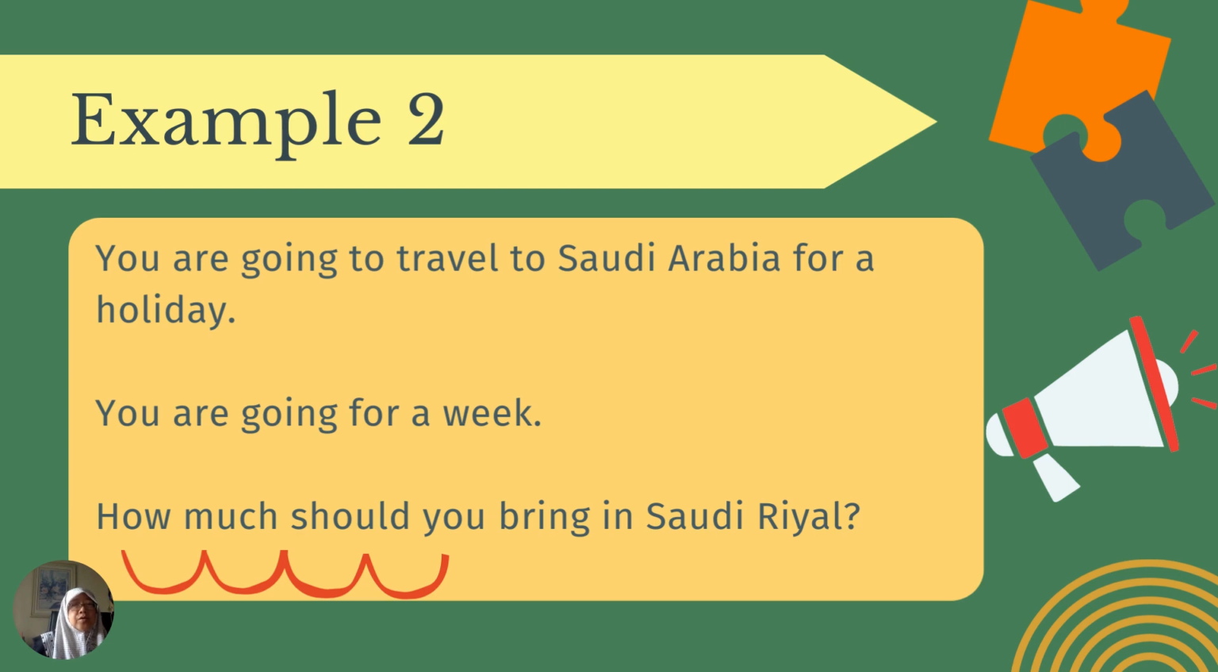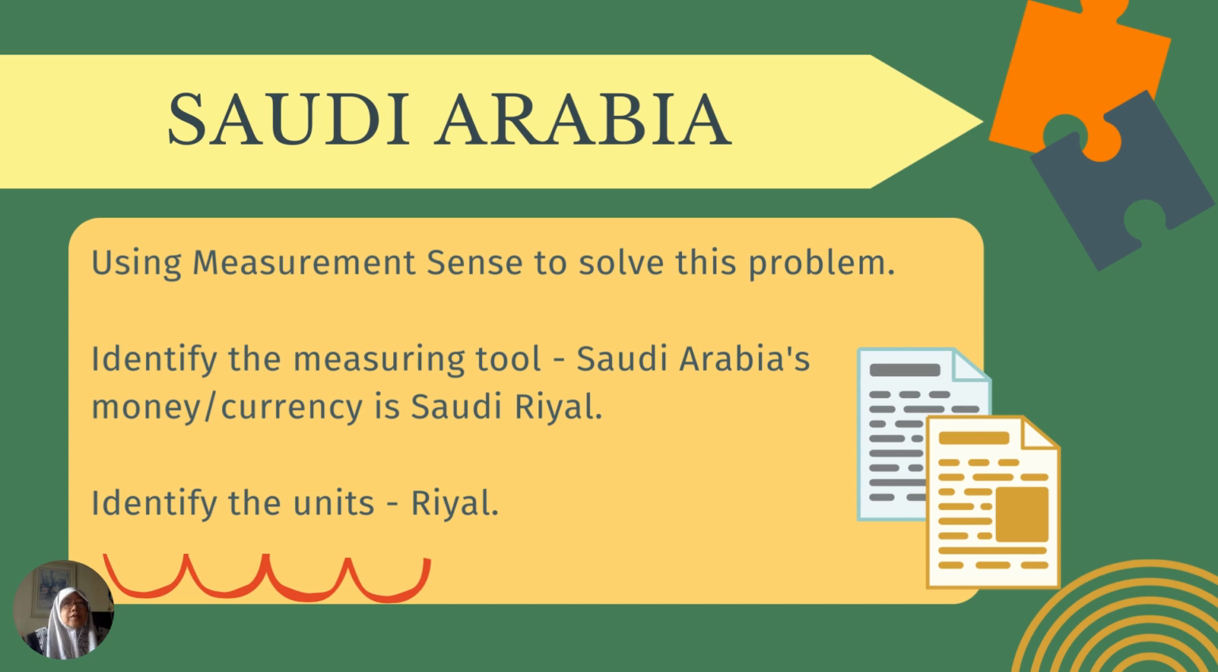Example 2. You are going to travel to Saudi Arabia for a holiday. Oh yeah, nowadays you can go to Saudi Arabia for holidays. You are going for a week. How much should you bring in Saudi riyal? So you see here, the currency for Saudi Arabia is Saudi riyal, and they do have shillings as well. All right. So use measurement sense to solve this problem.